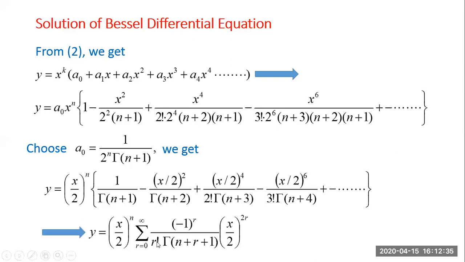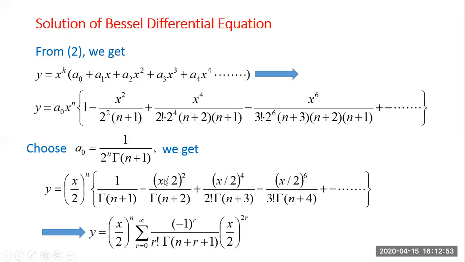When I take r is equal to 0, I get 0 factorial, which is 1. R is equal to 1, I get 1 factorial, that is also 1. R equal to 2, I get 2 factorial. R is equal to 3, I get 3 factorial, and so on.